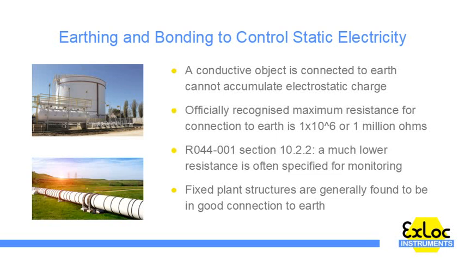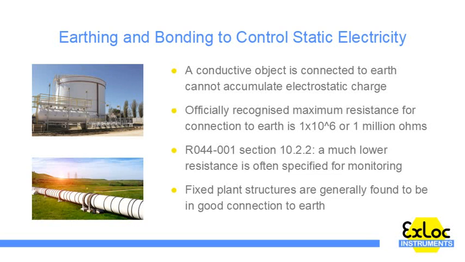10 to the 6 ohms, which is the upper limit for the resistance to earth of a conductor in all situations. If a higher ohm value has been chosen for monitoring, for example, to aid with other features such as object recognition, it should be noted that such a system will have the same effectiveness at removing static electricity, provided the figure is set below 1 times 10 to the 6 ohms. What is most important, however, is that all connections are reliable, permanent, and not subject to deterioration.